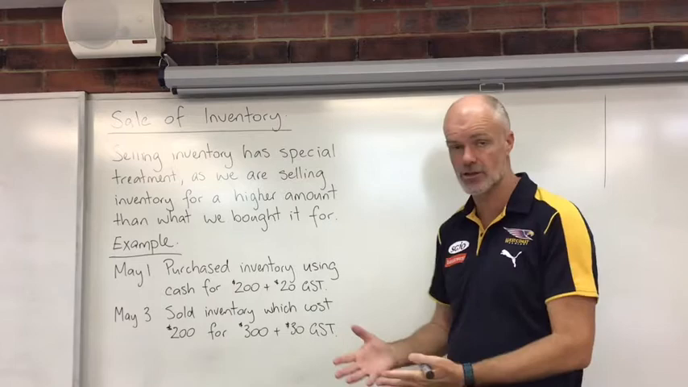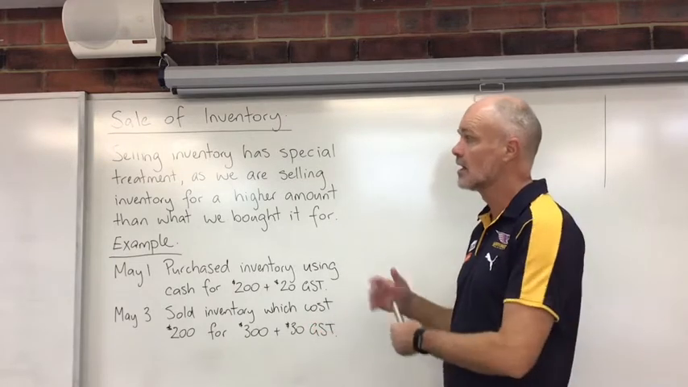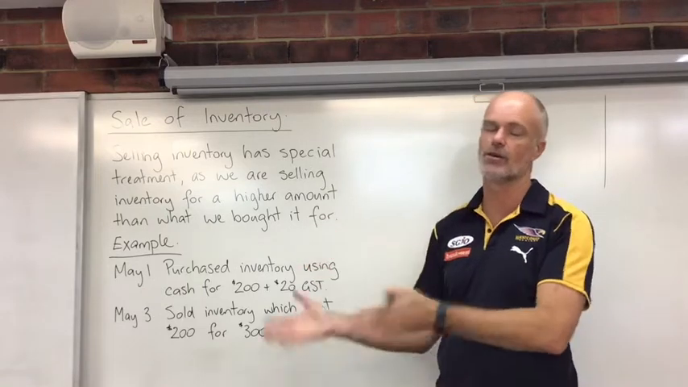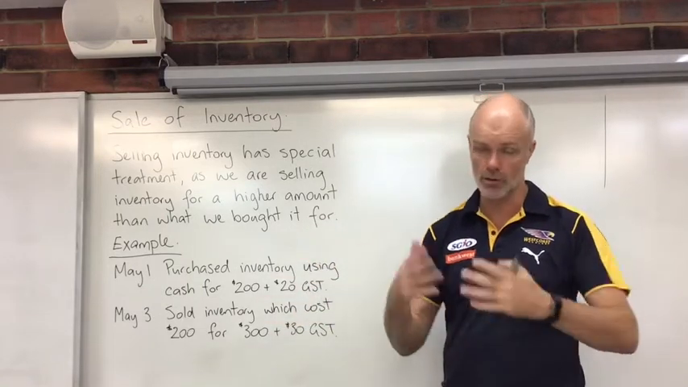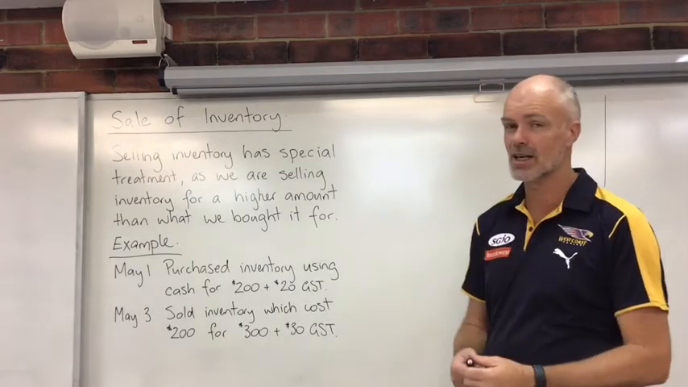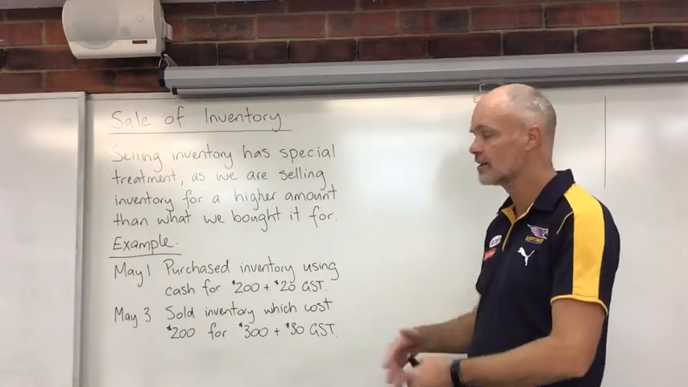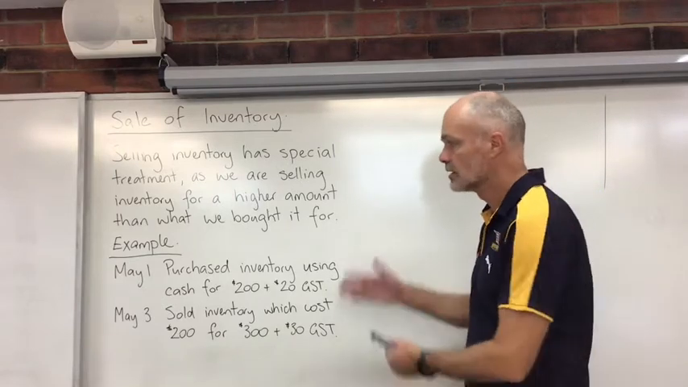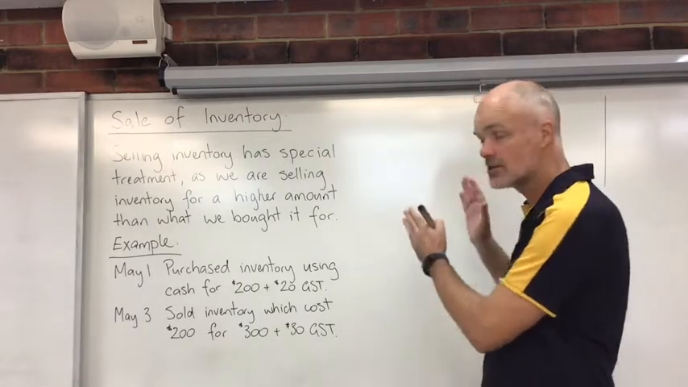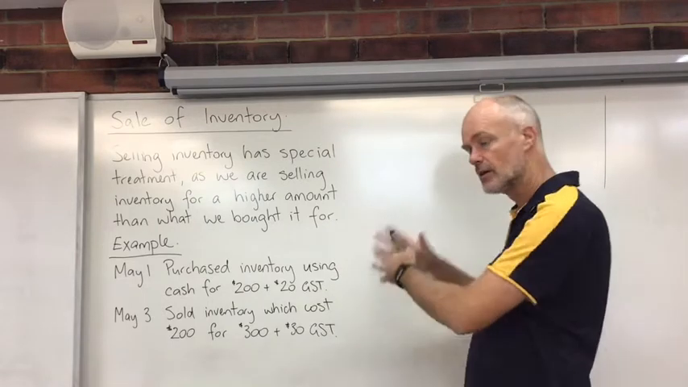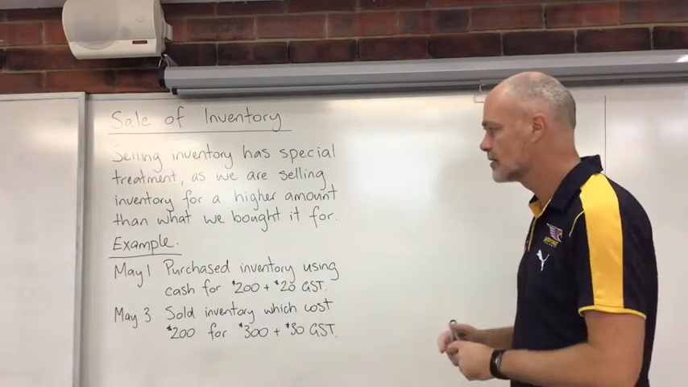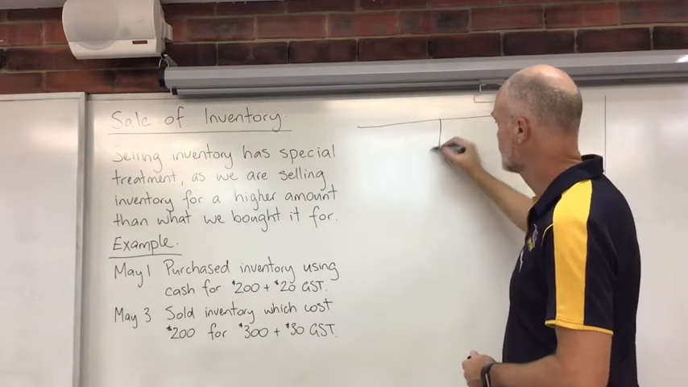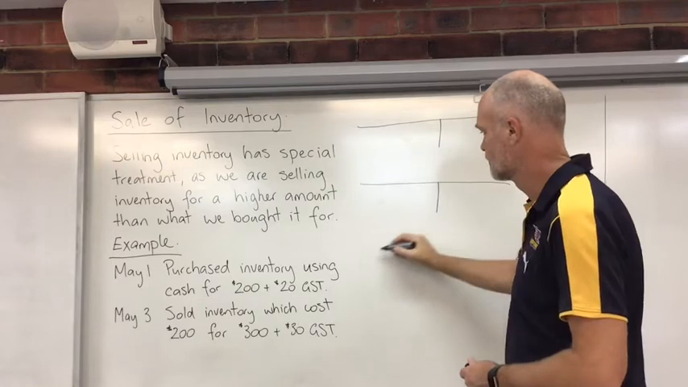So I'm going to go through and show you why it has to have special treatment, but ultimately the reason is that we're trying to sell something for a higher amount than what we bought it for in order to make profit, so therefore we can't treat it like we would have done using our old strategies that we've adopted so far. So let's have a look at this example here, and this is showing you why we can't do it the old way. So our first example is we purchased inventory using cash for $200 and $20 GST.